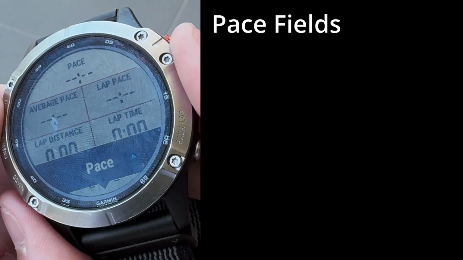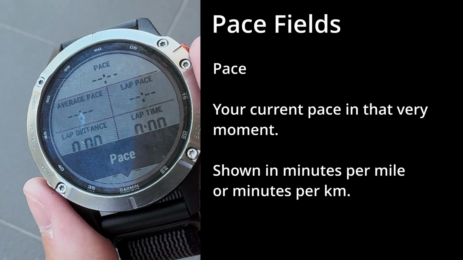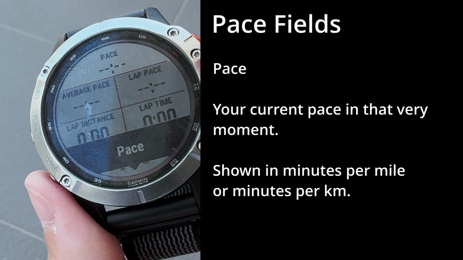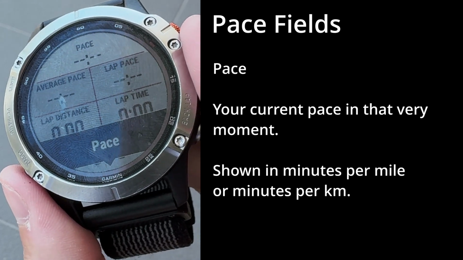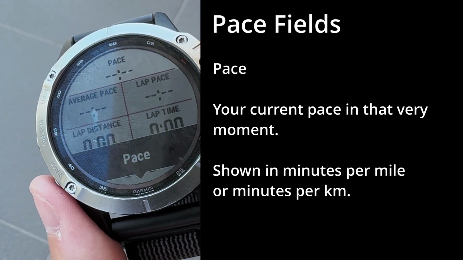Next up, pace fields. So pace. This is the pace you're running at within like the last 5 seconds of your run. So this will be measured in minutes per split. So minutes per K or minutes per mile.